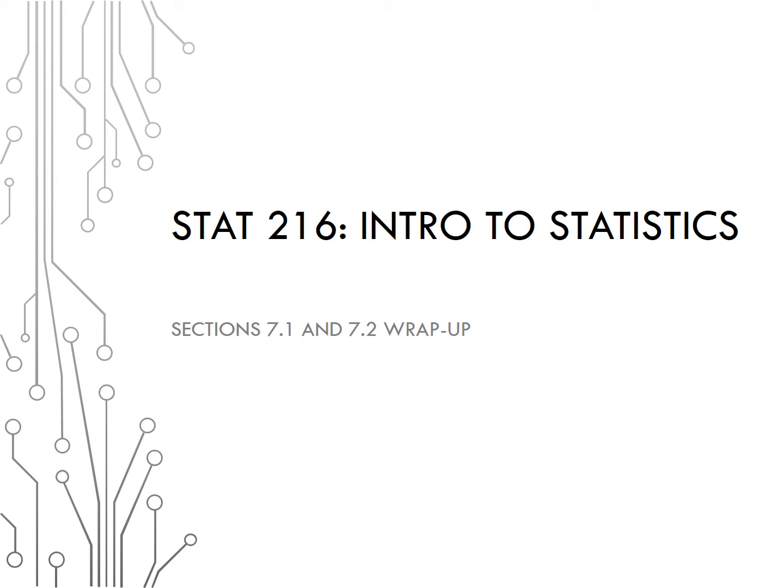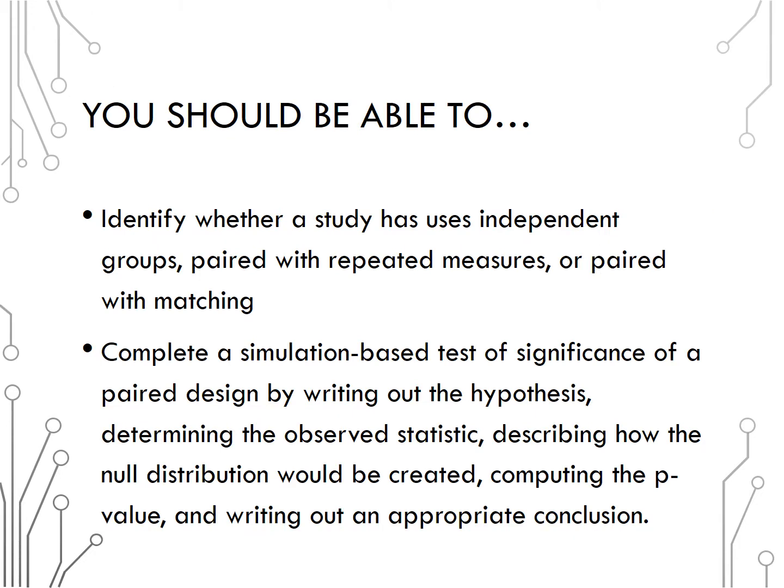Let's wrap up sections 7.1 and 7.2. Once you've completed 7.1 and 7.2, you should be able to identify whether a study has used independent groups, paired with repeated measures, or paired with matching design, and complete a simulation-based test of significance for a paired design by writing out the hypotheses, determining the observed statistic, describing how the null distribution would be created, computing a p-value, and writing out an appropriate conclusion and interpretation of that p-value, which would include scope of inference.